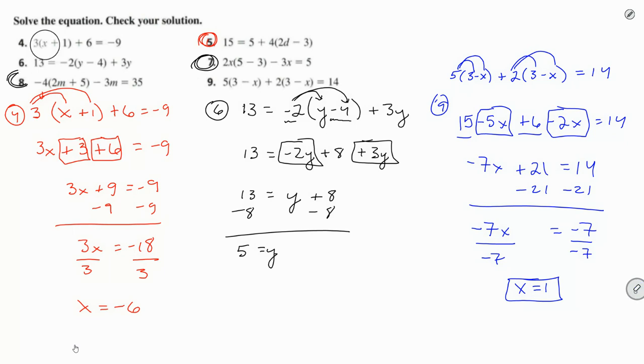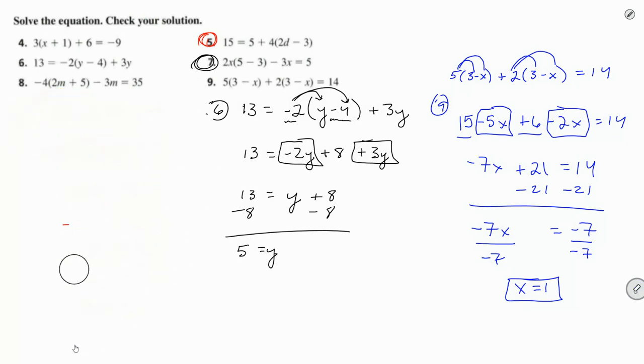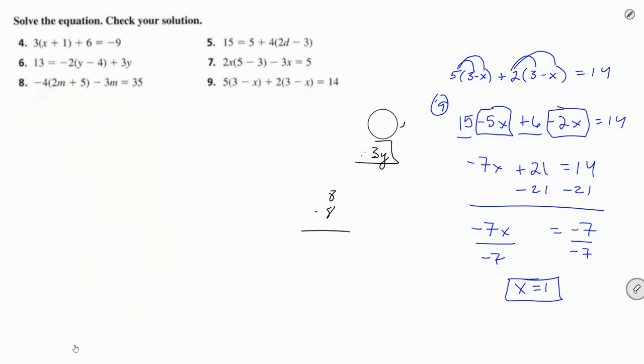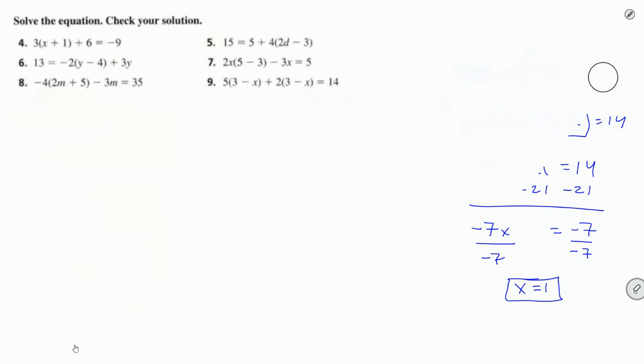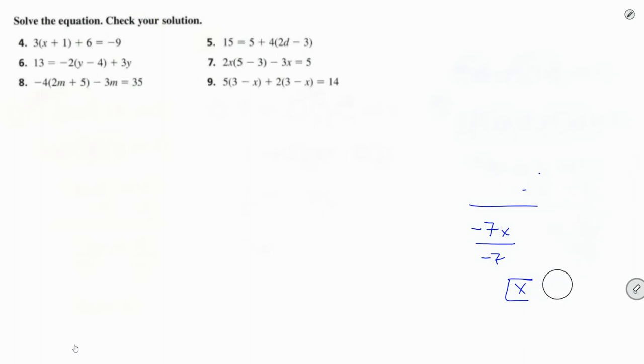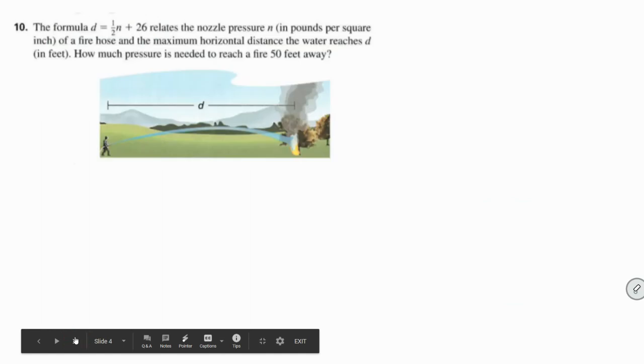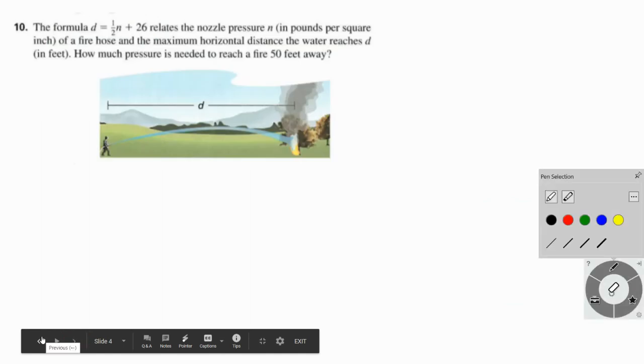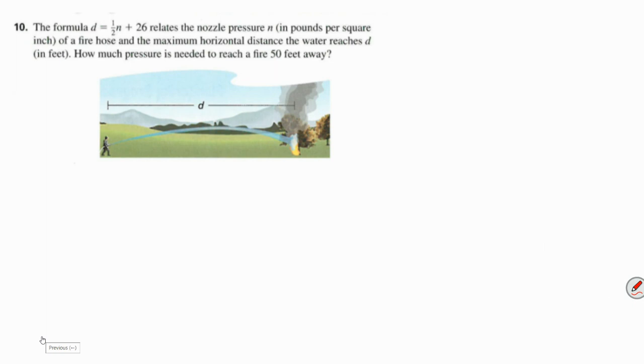All right. Okay, now we'll apply it to a word problem or two and be on our way. The formula D equals 1/2 N plus 26 relates to the nozzle pressure N in pounds per square inch of a fire hose and the maximum horizontal distance the water reaches D in feet. How much pressure is needed to reach a fire 50 feet away?